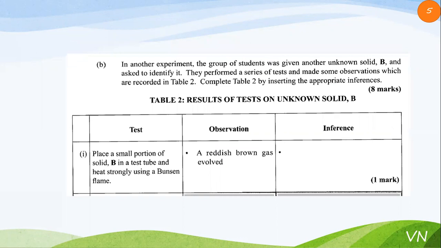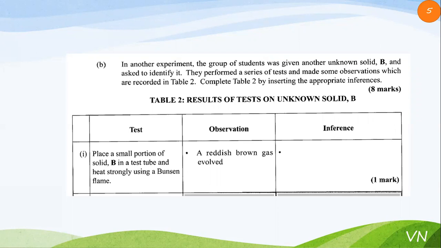We go on to the fifth question. So it tells us here that in an experiment, a student or a group of students was given an unknown solid B and asked to identify it. They performed a series of tests and made some observations which are recorded in the table that follows. You are to complete the table by writing the inferences.